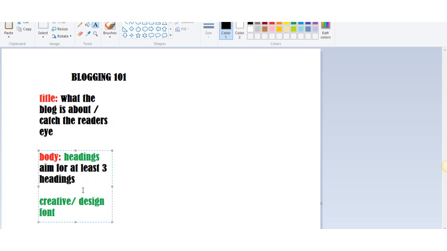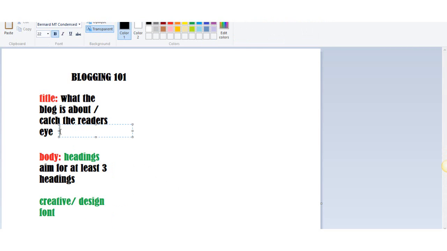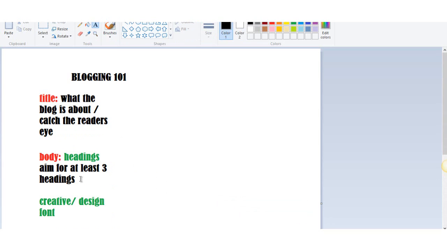Put some spaces between your paragraphs. And the same way with your title, you want to have a good title, a title that is going to catch the eye of the person reading it. You want to have headings that are going to catch the eye of the person reading your blog. So throughout the blog, you want to ask questions.